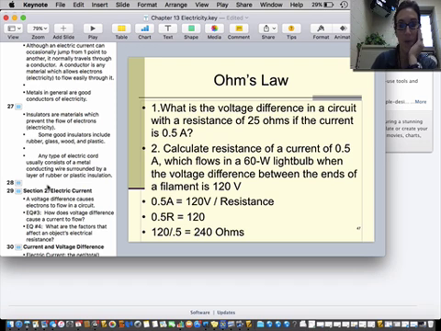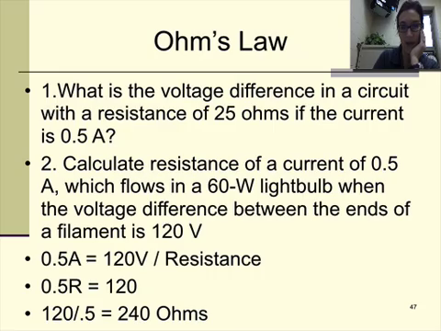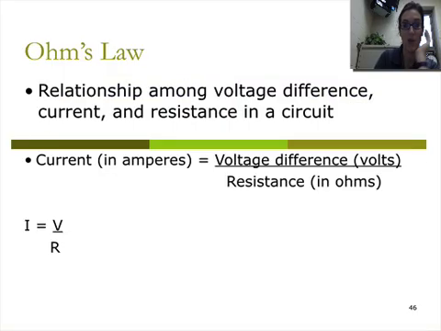The big point out of this section is to really understand the formula. Current in amperes equals the voltage difference, which is the battery source, divided by resistance in ohms. Resistance, again, is the light bulbs or something that is taking the flow of electricity and slowing it down. Generally, it's a light source or a heat source.